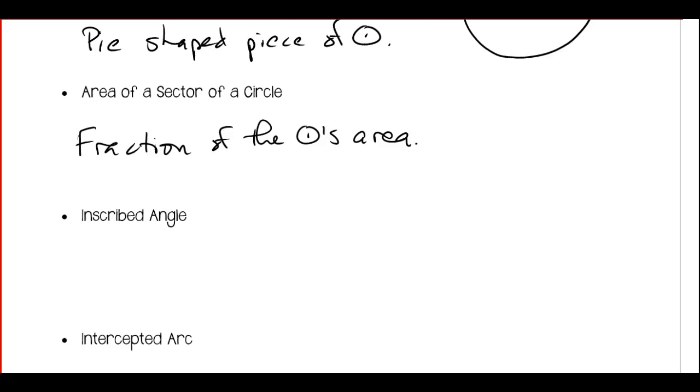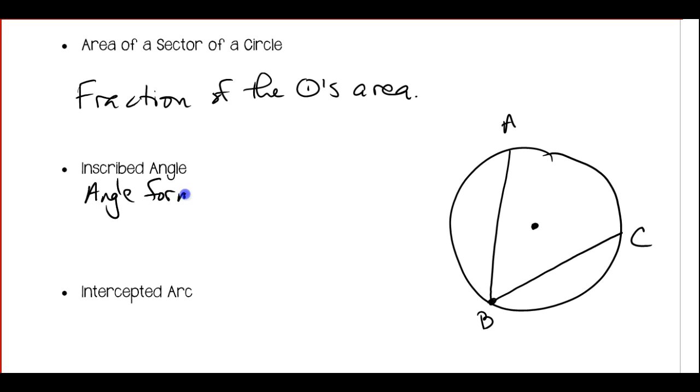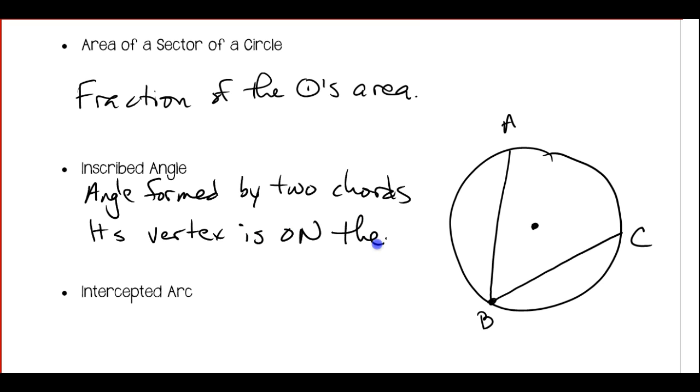Alright, so let's talk about an inscribed angle. So we've got another circle here. Here's my center. I'm going to draw a chord, and then I'm going to draw another chord that meets at this same point over here. So here I've got point A, point B, point C. So with these 3 points, I have an angle with its vertex on the circle. So this is an angle formed by 2 chords. Its vertex is on the circle.